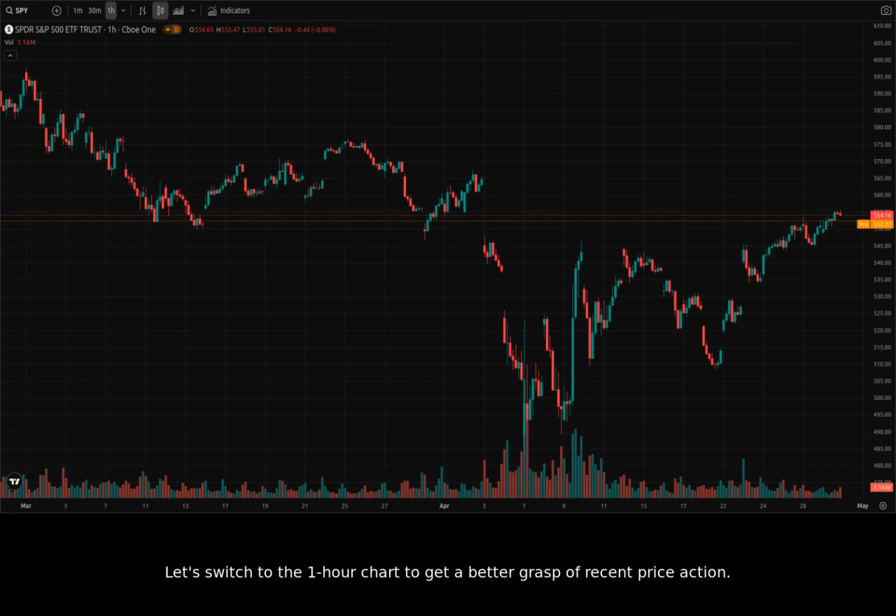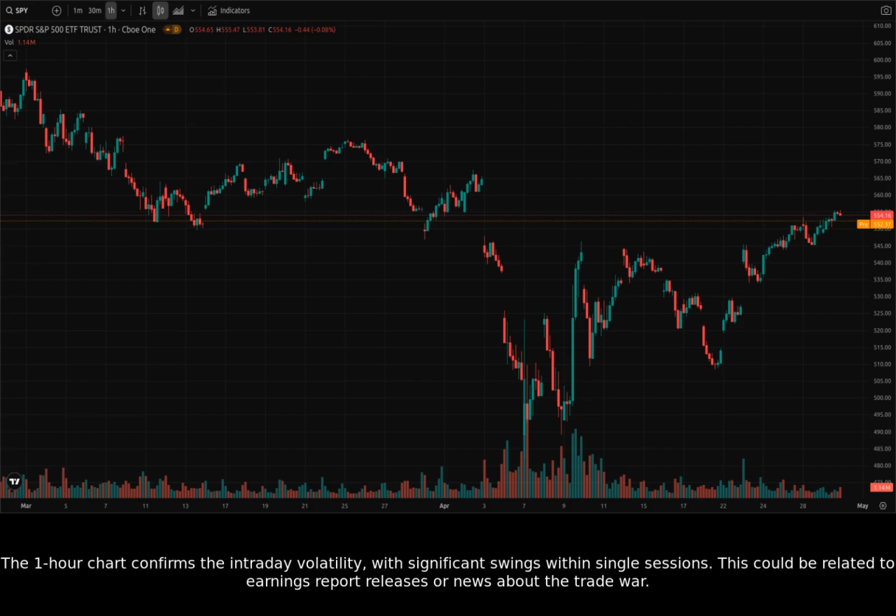Let's switch to the 1-hour chart to get a better grasp of recent price action. We can see the high volatility within specific days, suggesting intraday opportunities for traders. The 1-hour chart confirms the intraday volatility, with significant swings within single sessions. This could be related to earnings report releases or news about the trade war.